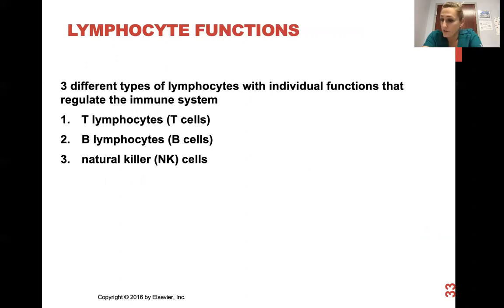Functions of lymphocytes. So more will be discussed in immunity, but the basis I want you to know is that there are three major types of lymphocytes with individual functions that help to regulate the immune system. So lymphocyte, lymphatic system, immune system are all kind of associated. Those three are T cells or T lymphocytes, B cells or B lymphocytes, and NK cells or natural killer cells.